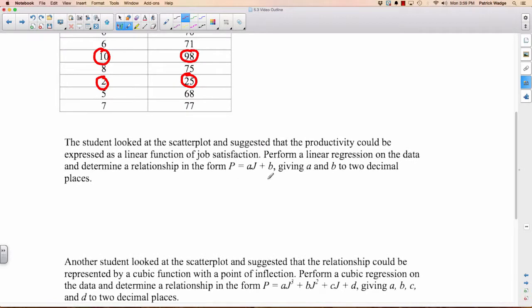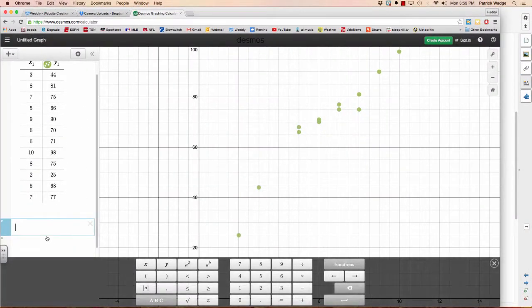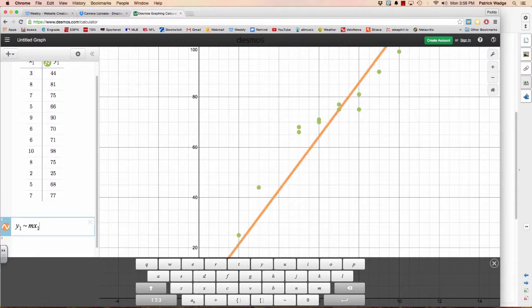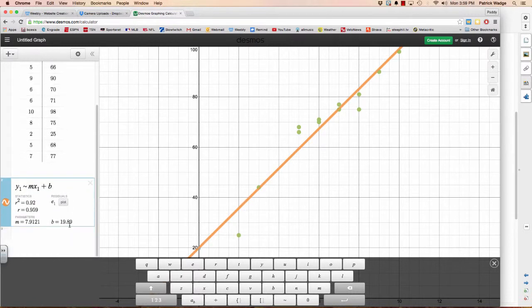So a linear, remember, is like mx plus b, or in this case aj plus b. So let's do that now. So we're going to put y1 not equals, but the regression is regressed against mx1 plus b. And there you go, not bad at all. It goes close to a lot of the points, right through a few of them. And so we can write down our equation. Our m value is 7.91 and our b value is 19.89.